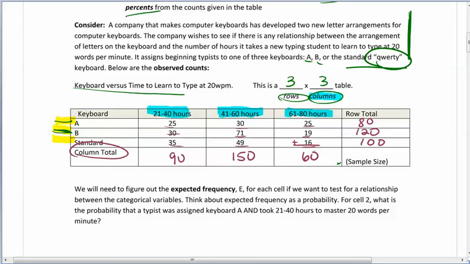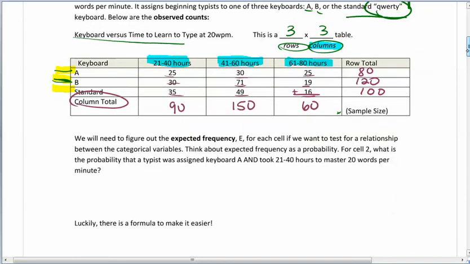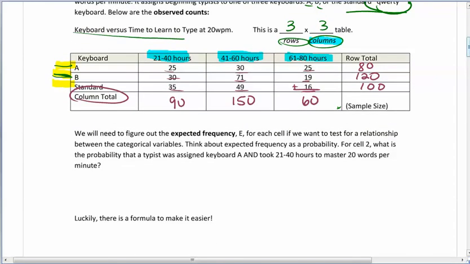What we'll need to do to run a chi-square test for independence is figure out the expected frequency for each cell. What we have here is the actual frequency, the observed.